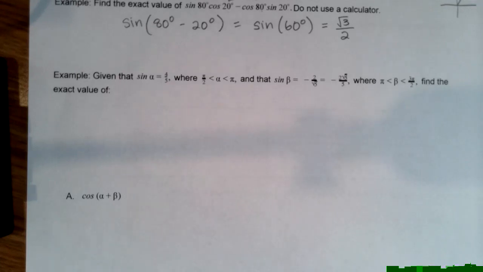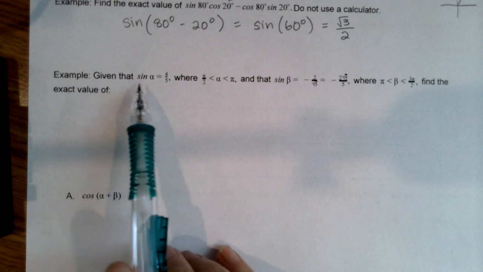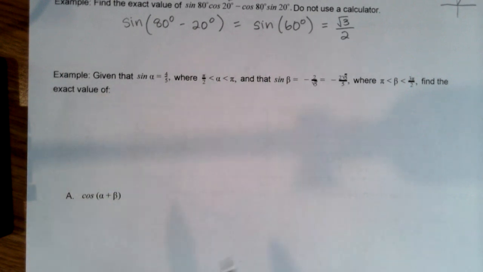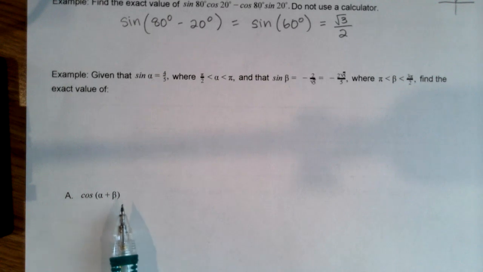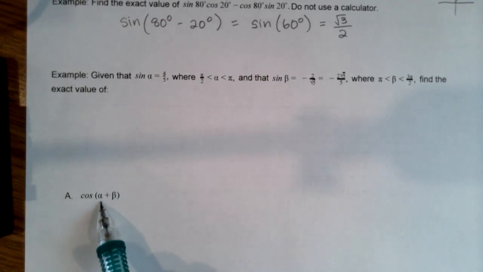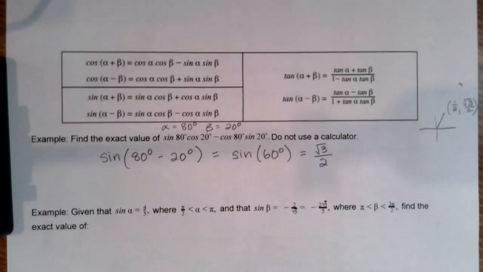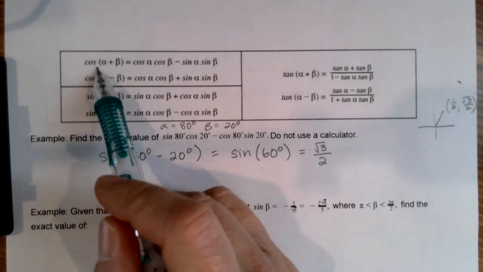We are continuing on with another example in 5.2 Day 1 notes. So this time in these problems, we're given the sine of an angle alpha and the sine of an angle beta, and we are looking to find the cosine of alpha plus beta. Where I have the cosine of the sum of two angles, that's a clue to me that I'm going to have to use my formula above.